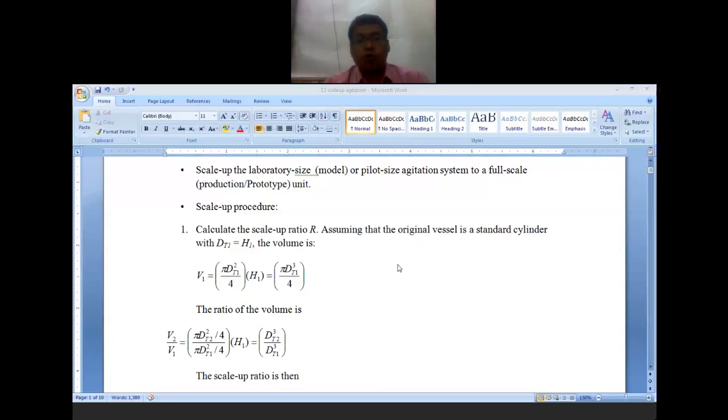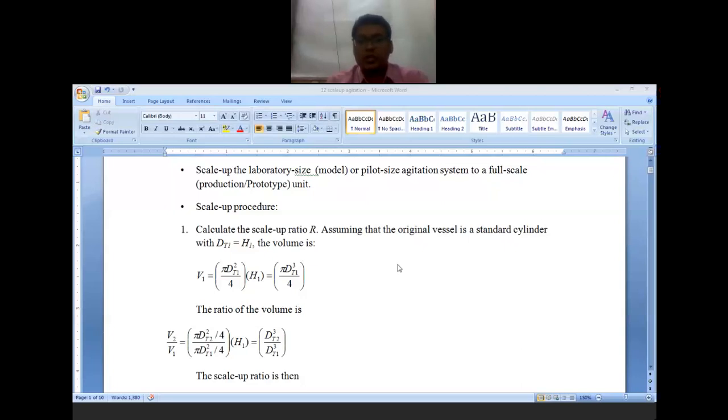So what will be the volume? And another, second consideration is the diameter and the height. They are taken as equal. Height means the liquid available in the beaker, the height up to which the liquid is available in the beaker, that is the liquid height. H1 is the liquid height, dt1 is the tank diameter. So this is our first assumption, that the tank diameter is the same as the liquid height.